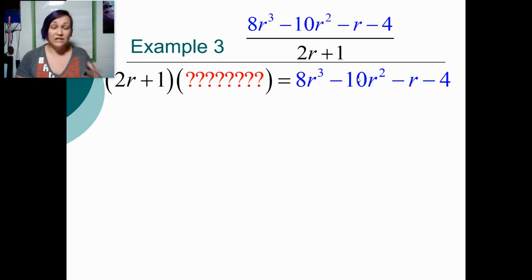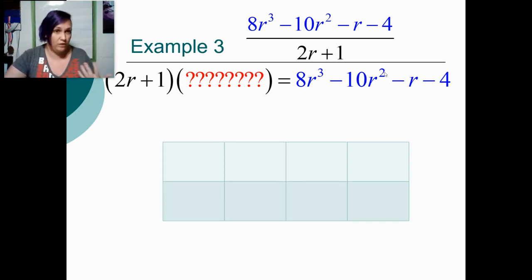Okay, so just like we were doing in the first video, I'm going to draw a box, and I have a binomial, 2r plus 1, so I need it to be 2 along the left side. And then again, I don't really know how big my box needs to be. I can always add on if I need to, but since the top of the fraction had 4 terms, I'm going to go ahead and make it a 2 by 4 box just to start with. It's a good starting point, and if you need to add on more later, you can. The denominator, the 2r plus 1, goes along the left side.